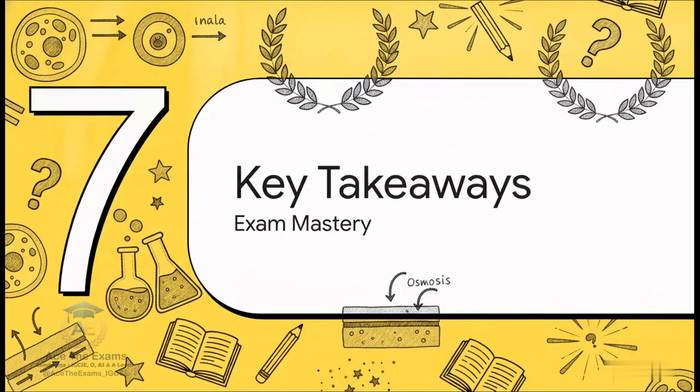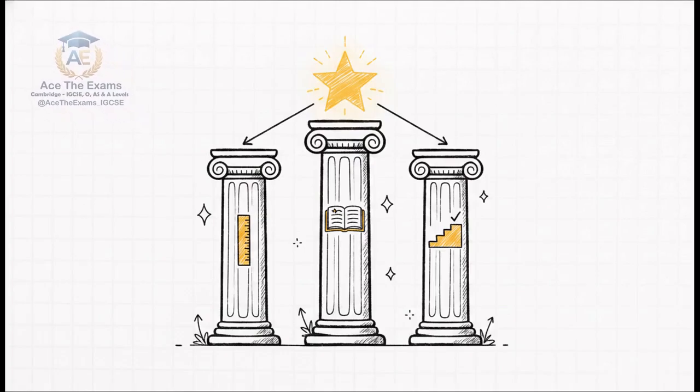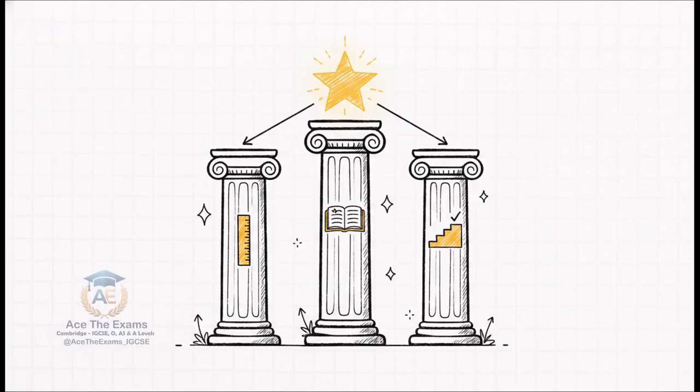Section 7, Key Takeaways. All right, let's lock in the highest yield strategies from this explainer before you go face your next past paper. We've covered a ton of ground, but there are a few non-negotiable rules you absolutely need to walk away with today. Remember these 3 pillars. Number 1, never forget your units. Number 2, always define your terms before using them. And number 3, use the method mark strategy. Consistently applying these will immediately elevate your score and protect you from the common pitfalls that drag down so many capable candidates. Master these and you master the topic.